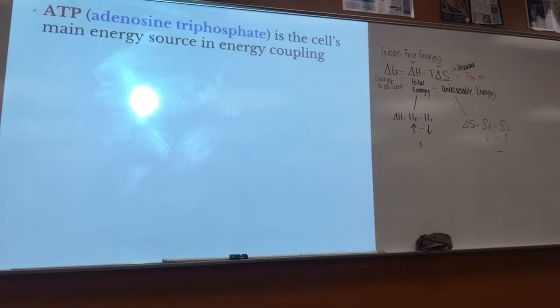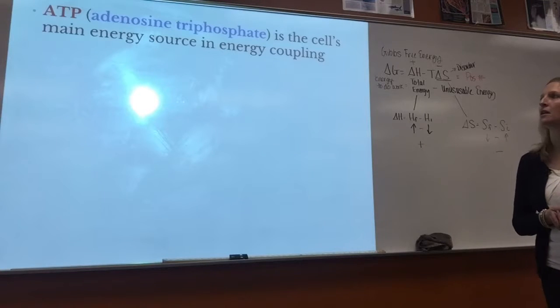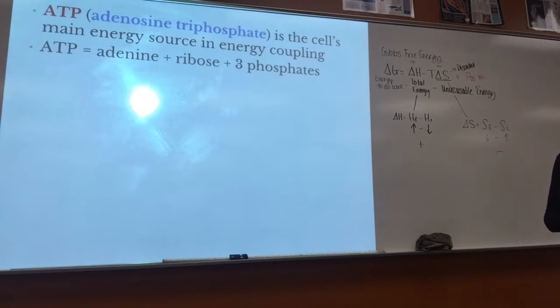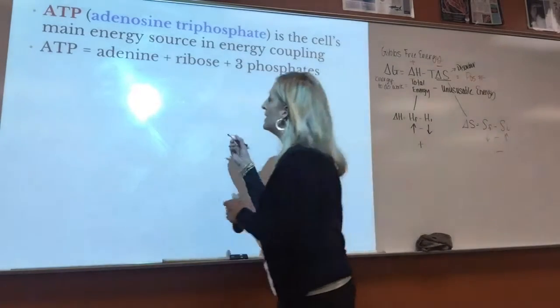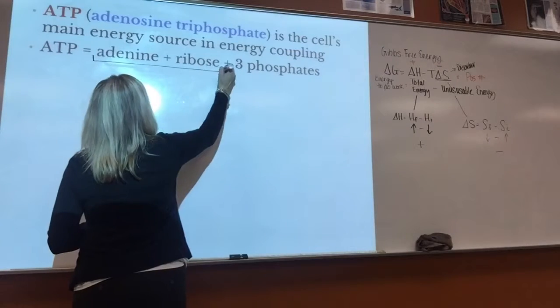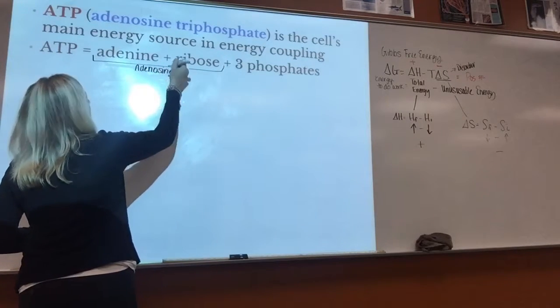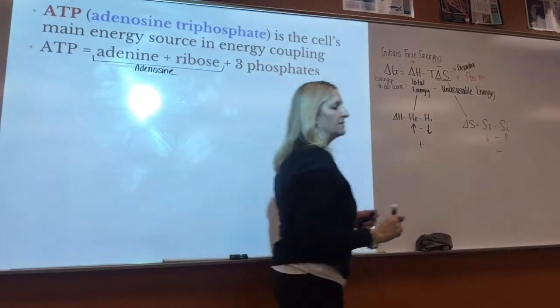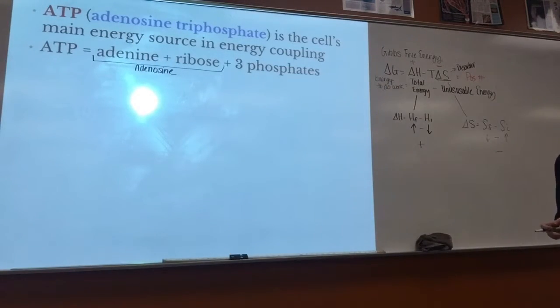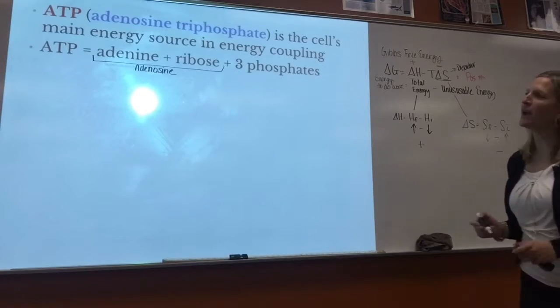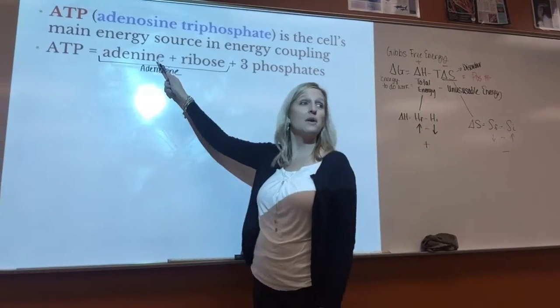So, in comes ATP. So I've talked about this molecule before. Adenosine triphosphate is the cell's main energy source in energy coupling. ATP is an adenine plus a ribose and 3 phosphates. Adenine plus a ribose, this right here together, make the adenosine molecule. So that's why it's adenosine triphosphate. And the tri is from the 3. We should know what these molecules are.